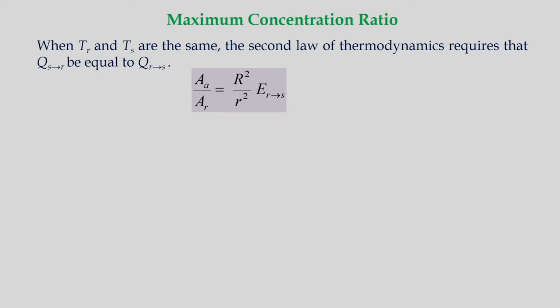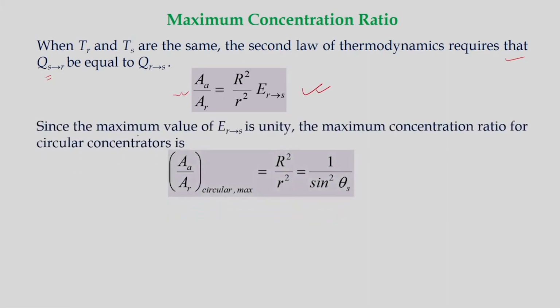Now, if I am interested in estimation of the maximum concentration ratio, then we need to do something. When T_r and T_s are the same, or fixed values of T_r and T_s, the second law of thermodynamics requires that heat transfer from source to the receiver, or sun to the receiver, should be equal to receiver to the sun. If we use this expression, we will get this kind of expression. Now, since the maximum value of the fraction F_r to s is unity, the maximum concentration ratio for a circular concentrator is found to be 1 by sin square theta s. This is for a circular concentrator.